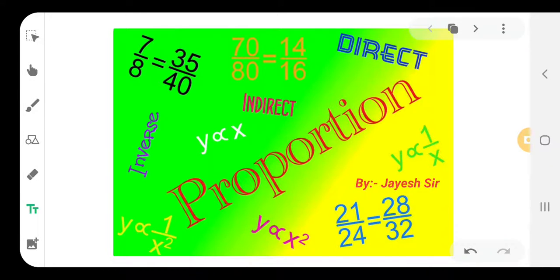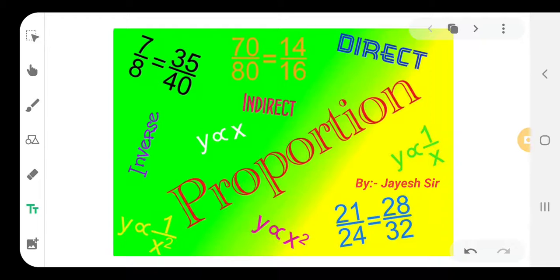Today's topic is direct and inverse proportion. This is the new chapter, and we are going to learn a lot of new things in this chapter. First, in this video we are going to cover the basic concept of the chapter and what the definition and the chapter name mean. We'll understand that. First, in this video we will understand direct proportion.